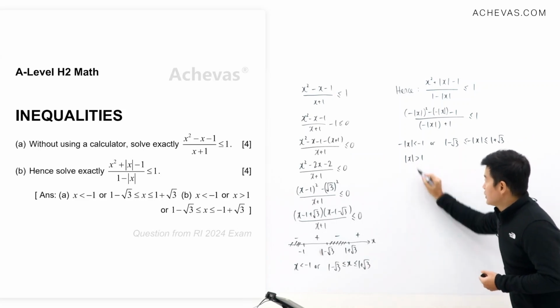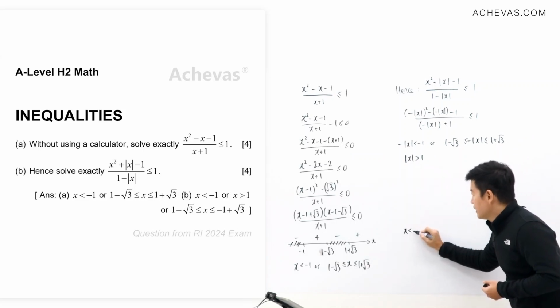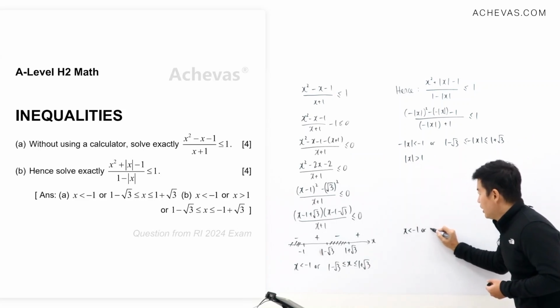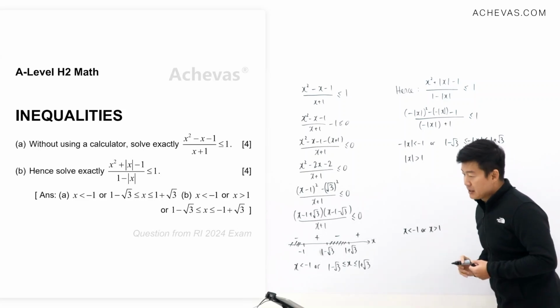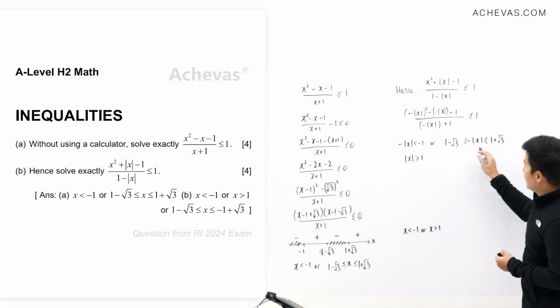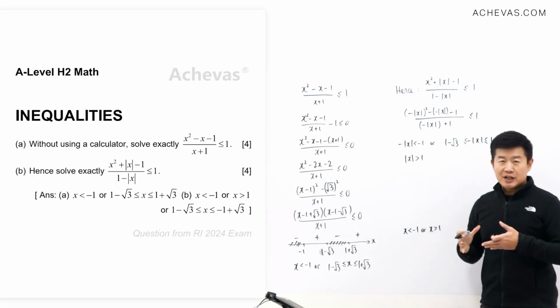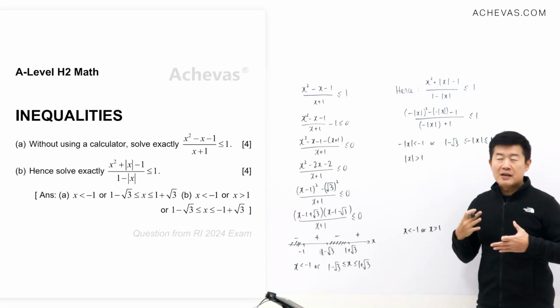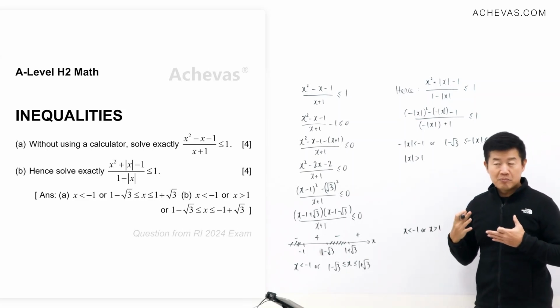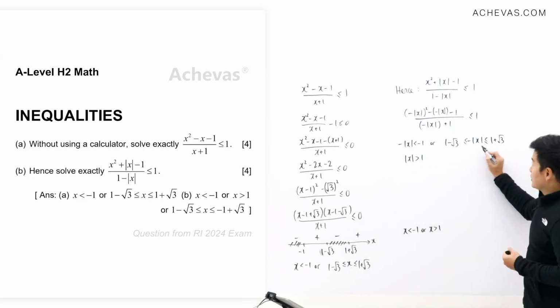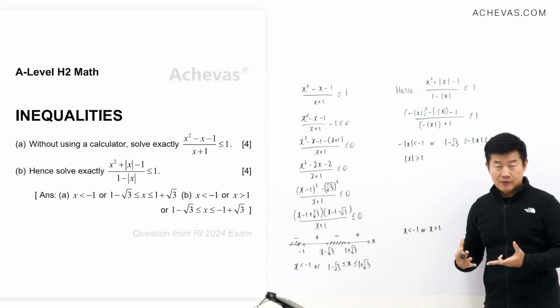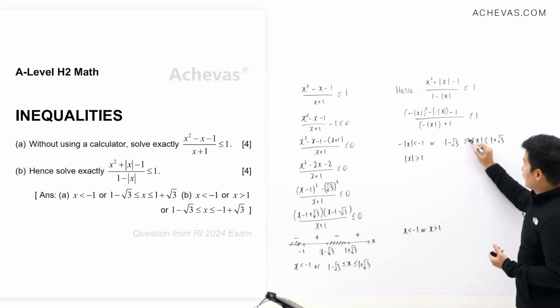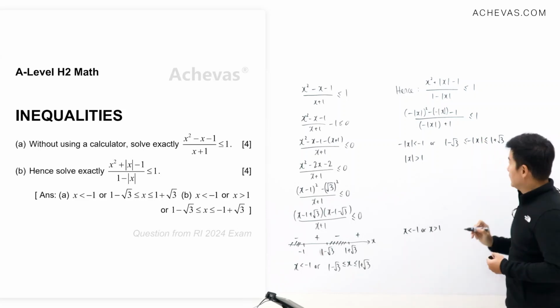Let me write it down here. So for this, it is going to be x less than minus 1, or x bigger than 1. Okay, as for this, I don't really encourage us to attempt to solve this too algebraically. I think an even more efficient and accurate way for us to solve this is to actually draw the graph. Okay, so we can definitely draw the graph of y is negative modulus of x.